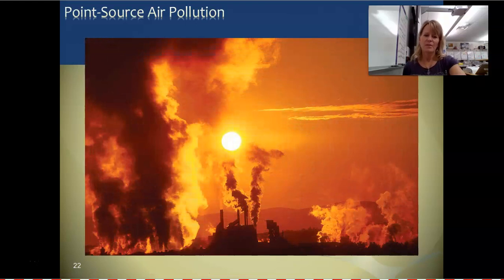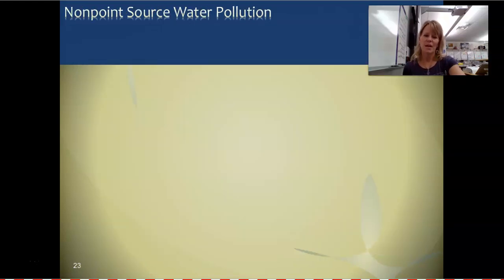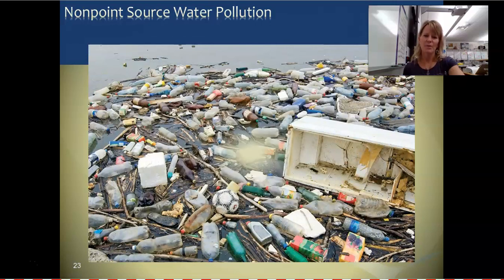So example of point source, boom, I know exactly where that is coming from. Example of non-point source, where did all that come from? And who knows, an ocean current could have brought some of that in. That's actually a big problem in Australia. They have a lot of plastic on their beaches that they didn't put there. It's coming in on the ocean currents. So if you're not really sure, that's non-point.